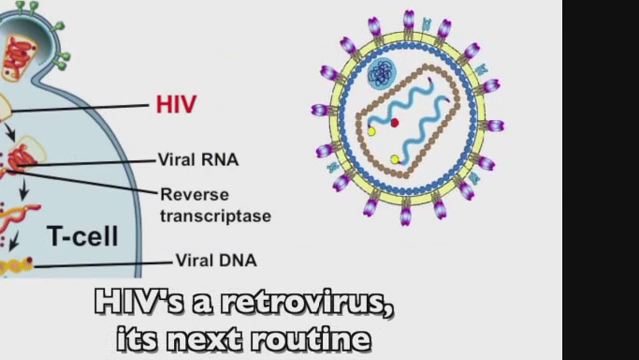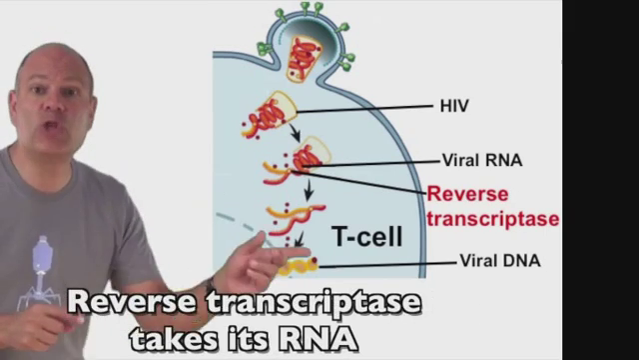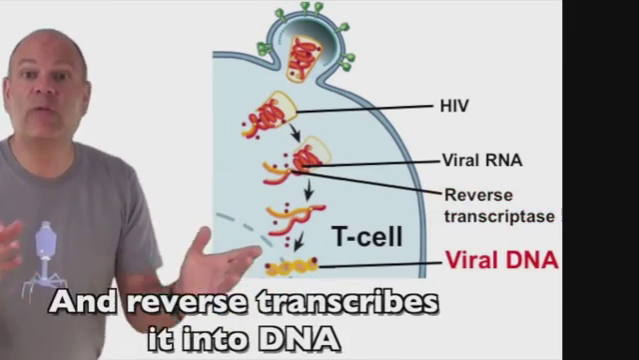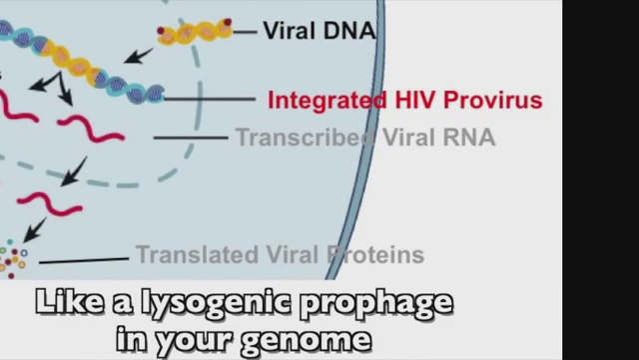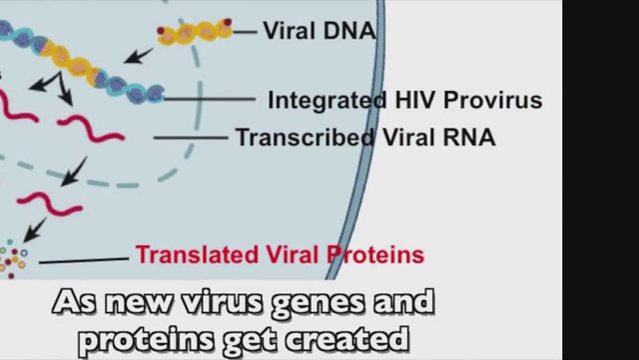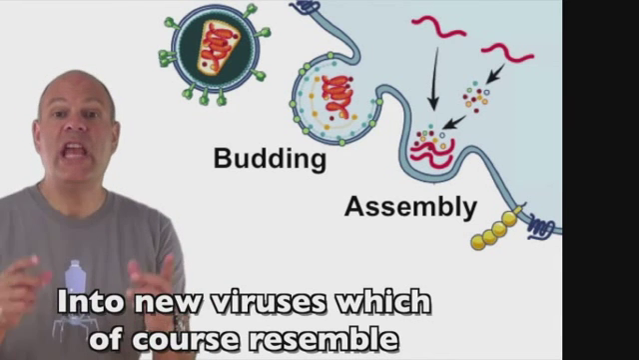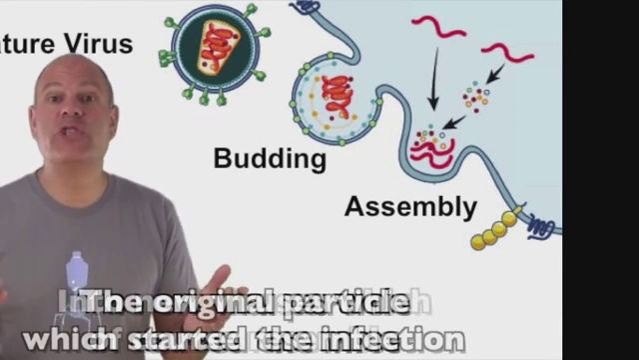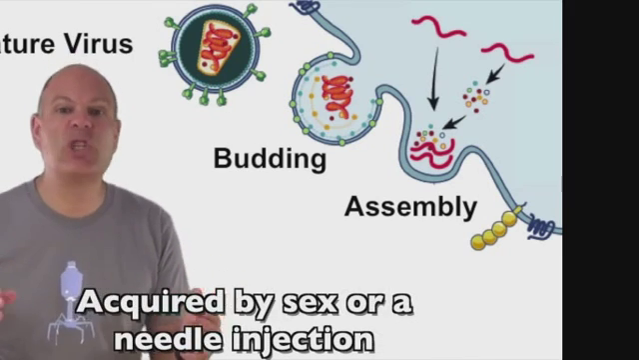HIV is a retrovirus, its routine has to do with transforming its RNA genes. Reverse transcriptase takes its RNA and reverse transcribes it into DNA. Then this DNA integrates into your chromosomes like a lysogenic linkage in your genome. This proviral DNA is transcribed and translated as new virus genes and proteins get created. And like any virus, all those parts self-assemble into new viruses, which of course resemble the original particle that started the infection, acquired by sex or a needle injection.